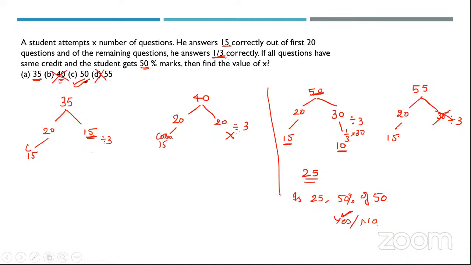I was thinking that A is the wrong answer, because many of you were answering A. So that's why I have chosen this one. But let's check this one also. 1/3 of 15 is 5. So 15 plus 5, 20. Is 20 50% of 35? Yes or no? No. So that's why this will not be your answer. Your answer is 50. Okay. Let's move to the next one.